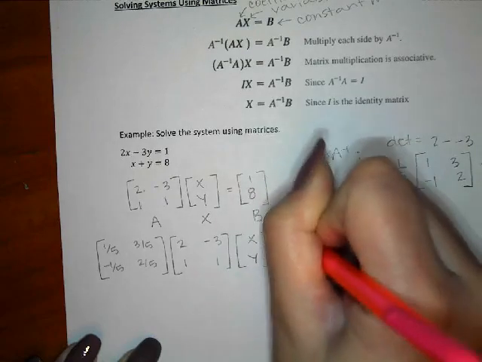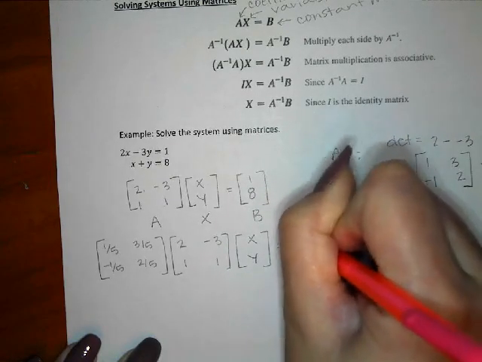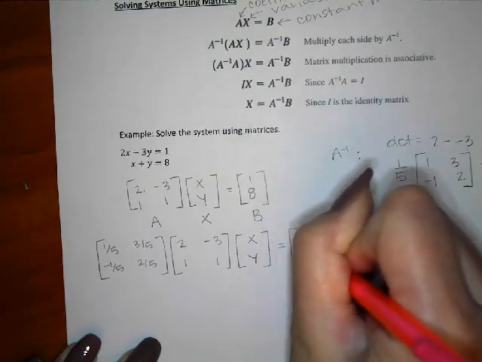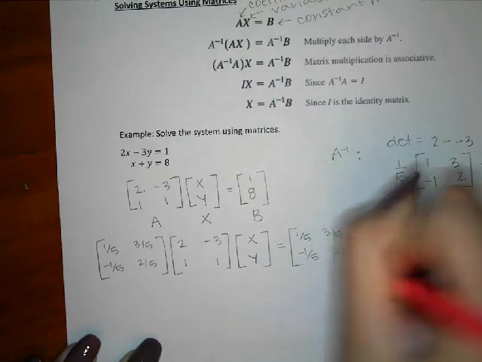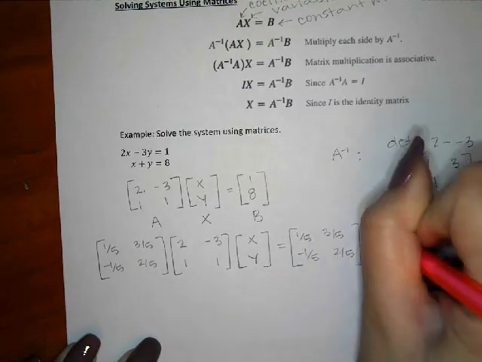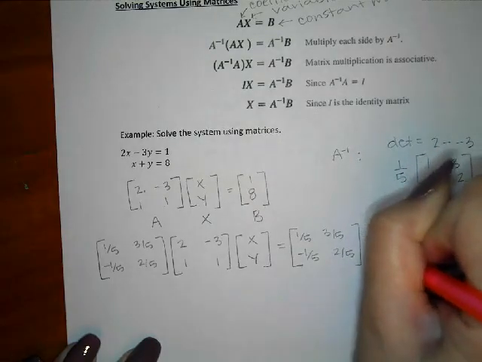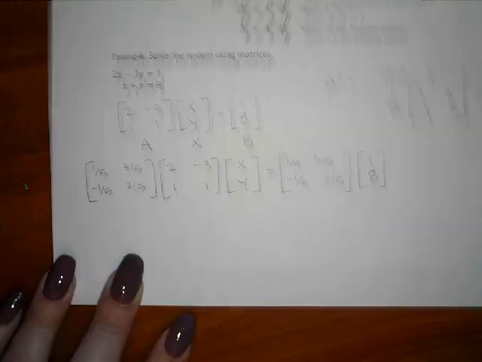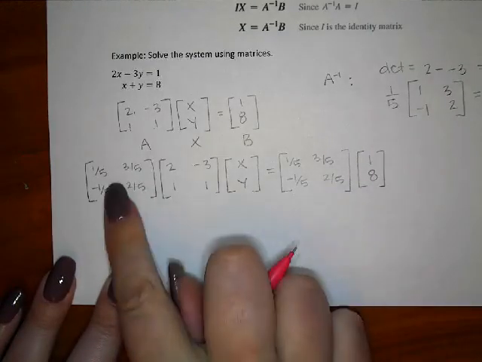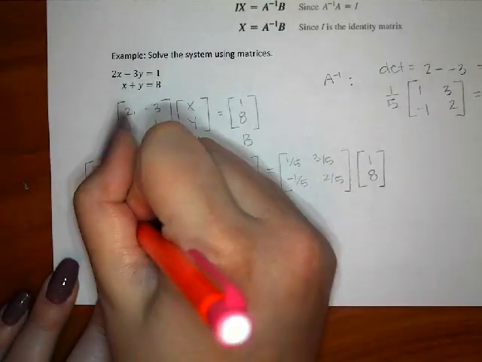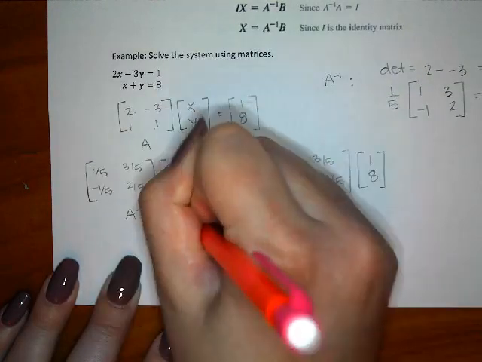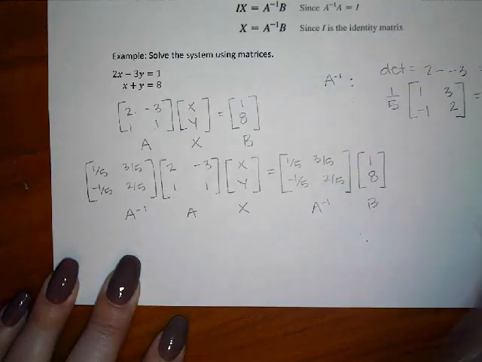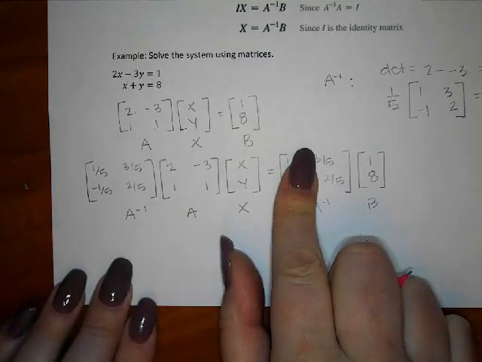I'm also going to write this on the left side of B. Okay, so now I'm going to go through and multiply these out. I'll go ahead and write down what I've done: A inverse times A times X equals A inverse times B.